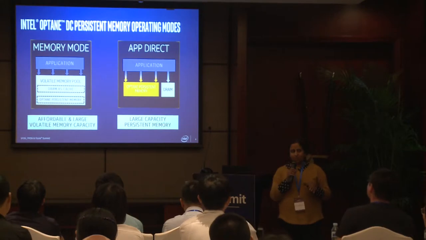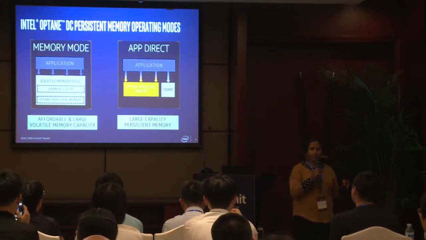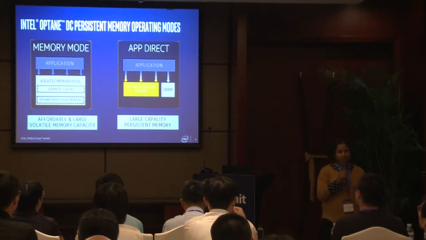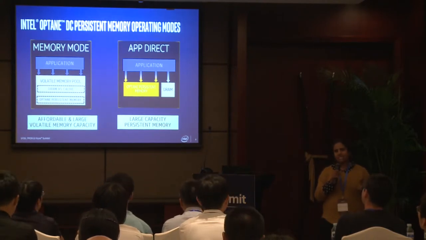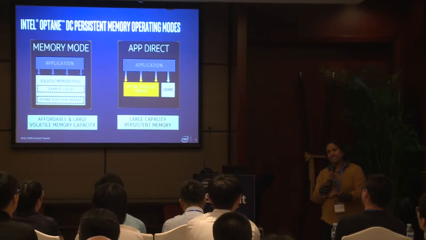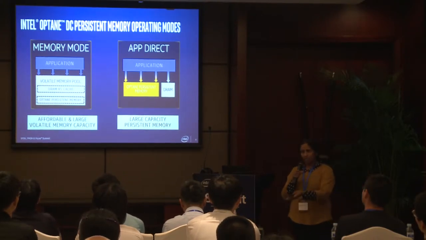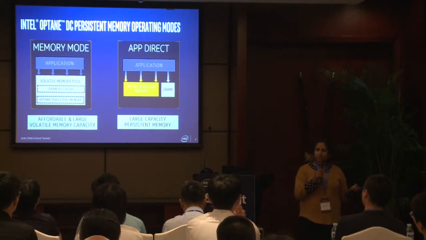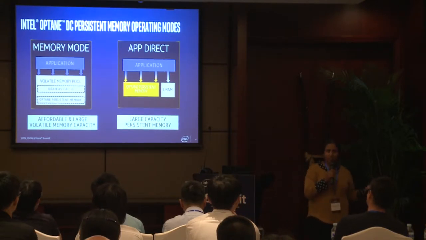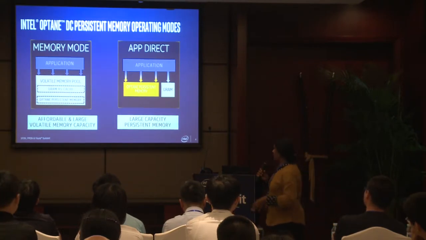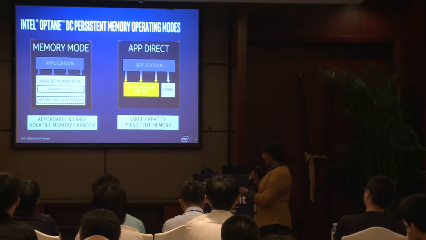But in AppDirect mode, again using the utilities, you have a way to configure them in different modes. When you configure in AppDirect mode, the application sees persistent memory as well as DRAM. So now applications can put data not only in DRAM, but also in persistent memory, unlike memory mode where you don't have access to DRAM. I just wanted to go over that quickly.